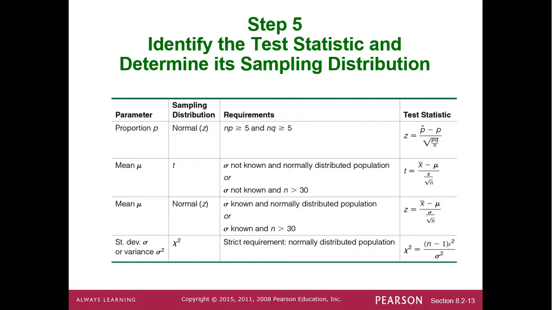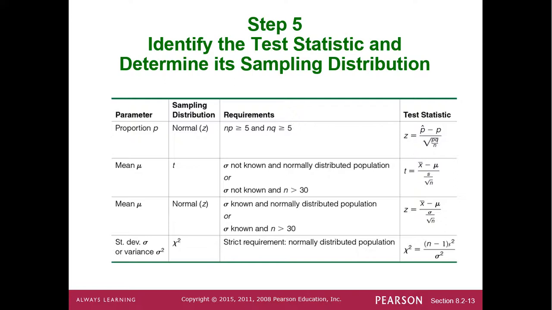If you have a problem asking you about the mean, and sigma is not known, but you do have a normally distributed population, or sigma is not known and you have a large enough sample, meaning it's greater than 30, you use a T distribution. If, however, you have one of the rare problems where sigma is known and you have a normally distributed population or a sample greater than 30, then you can use Z.